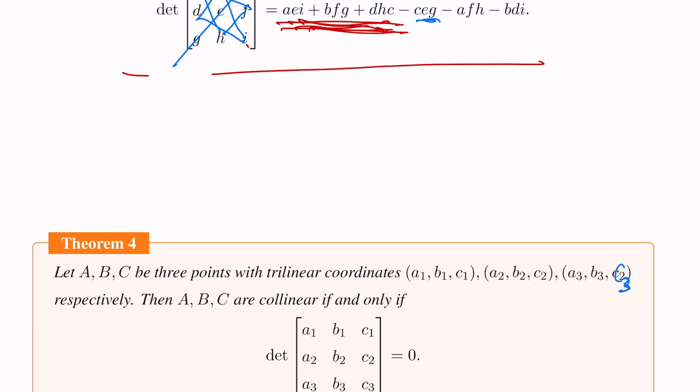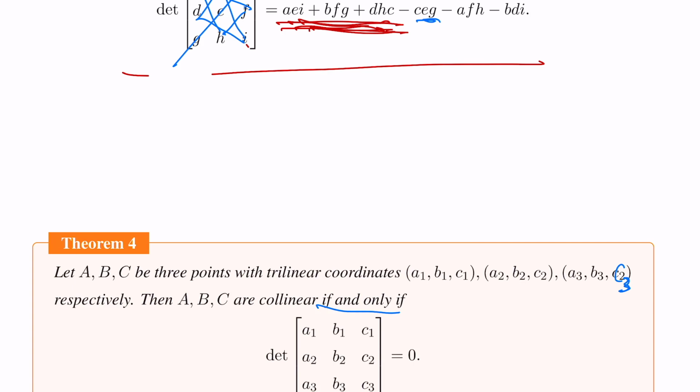They are collinear if and only if you compute the determinant. If the determinant is equal to 0, that means capital A, capital B, and capital C are collinear. And if they are collinear, then the determinant is equal to 0. That's what I mean by if and only if, so either way is correct.